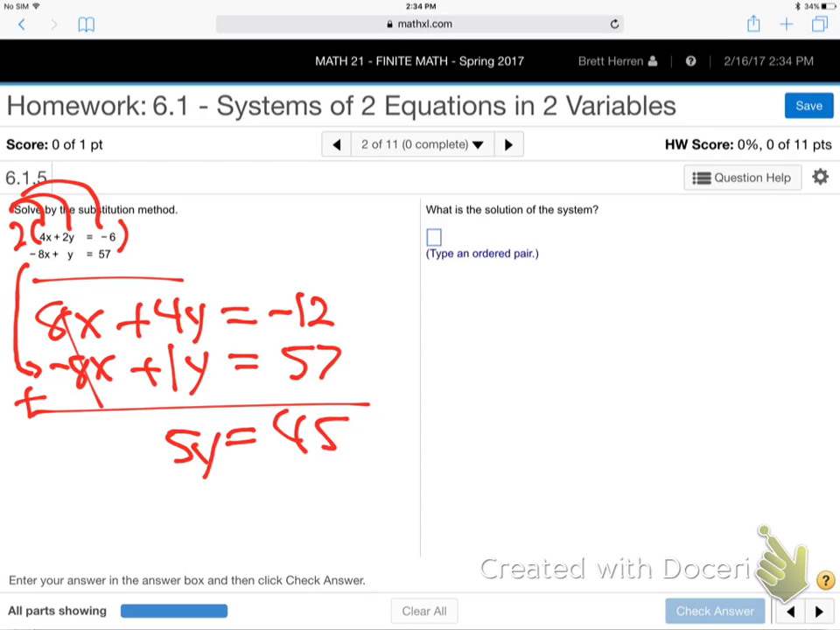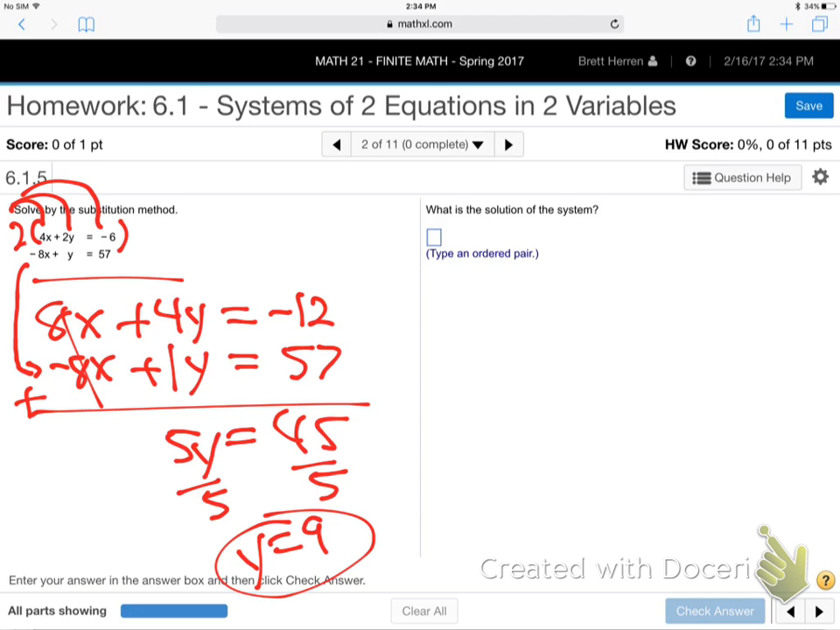Now, why am I doing all that? Yeah, and now I've only got one letter. You see, I got x to drop out because I can't really handle both letters at the same time. I want to get down to just one letter. And now I've got it. I've got only one letter. How do I finish solving for y? Divide by that 5. y is 9. So I got my hands on y.